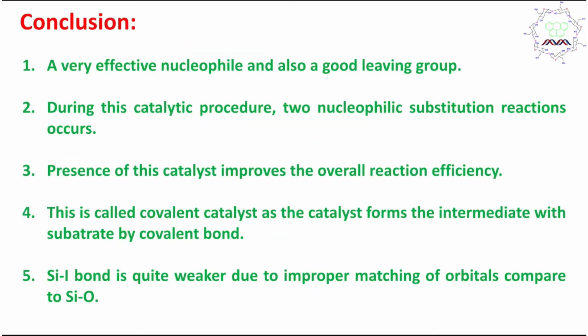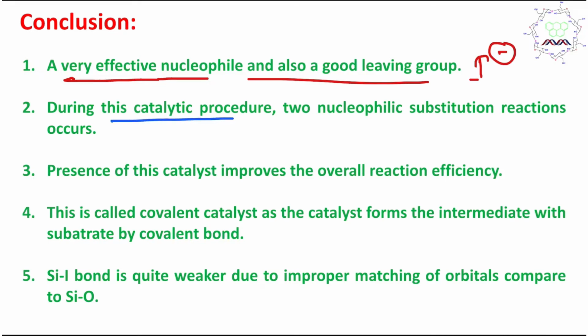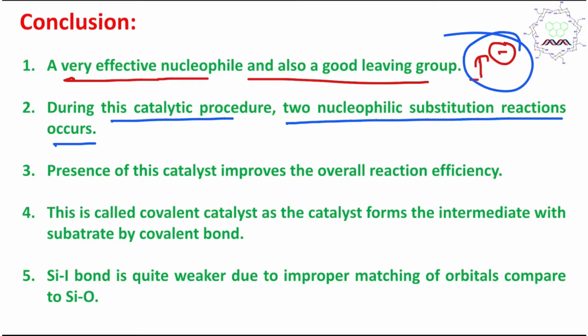So in conclusion, what you have learned today is that a very effective nucleophile and a good leaving group is iodide, or you can say imidazole, or you can say this pyridine. Second, during this catalysis procedure, I am talking about this covalent catalysis, two nucleophilic substitution reactions occur. Just sometime before we have seen in case of iodide, first it attacks RCl, where it acts as a nucleophile, and in the second step it's acting as a leaving group.